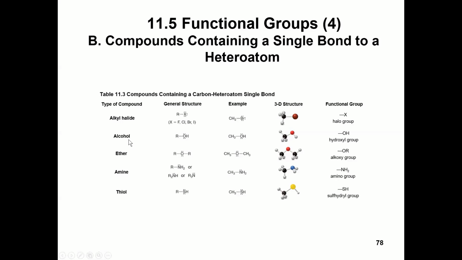Another class of organic compounds with the OH hydroxyl functional group, which we talked about already, are the alcohols. An example of that class of molecule would be methanol here. So you have a single bond between the carbon and the oxygen, and then you have the two lone pairs on the oxygen.